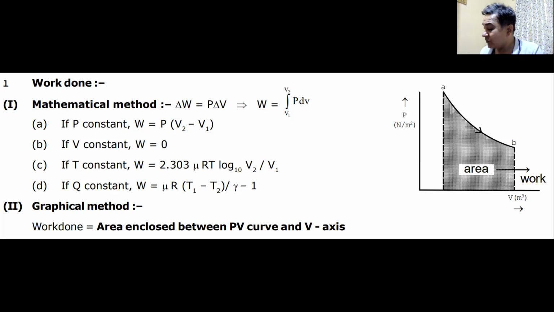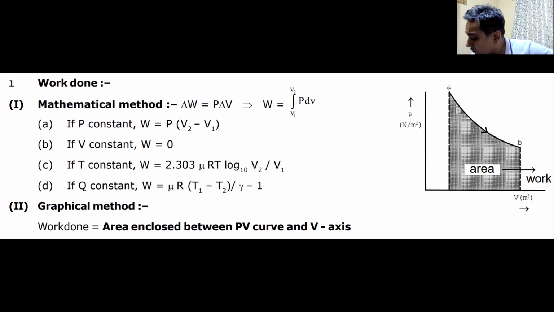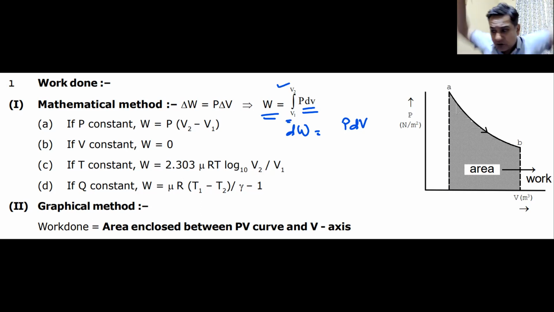Now, how do I find work done? If I write it in differential form, the small amount of work done, dW, is pressure multiplied by dV. dV is the small change in volume. So if I integrate both sides, this will be the formula for work done. You will have to note down this formula. Work done is the integral of PdV from initial volume V1 to final volume V2. Do we know this formula? Yes or no?